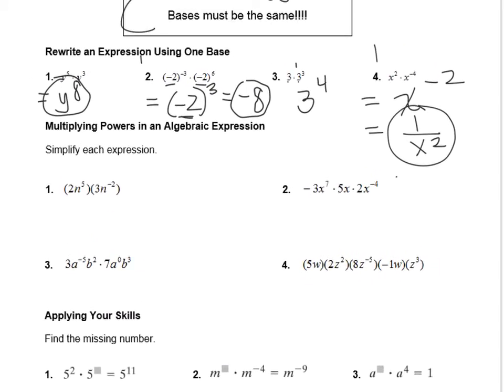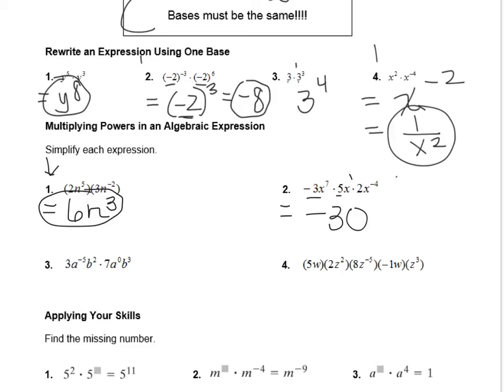In this next one, number 1, 2 and 3 are coefficients. The base is n, so you do multiply 2 times 3, which is 6. The base stays the same, and 5 plus -2 is 3. Positive exponent, so you're done. In number 2, -3 times 5 is -15, and -15 times 2 is -30.